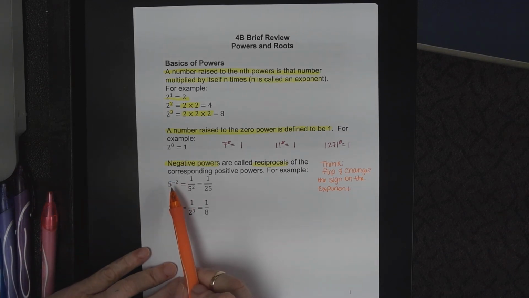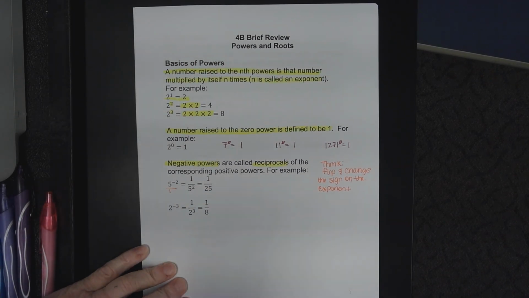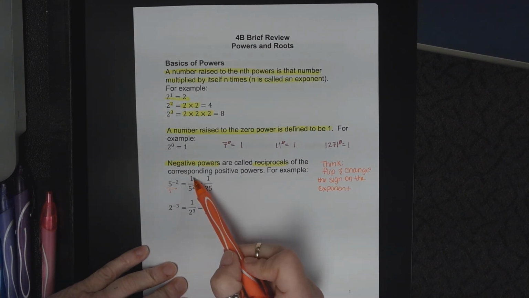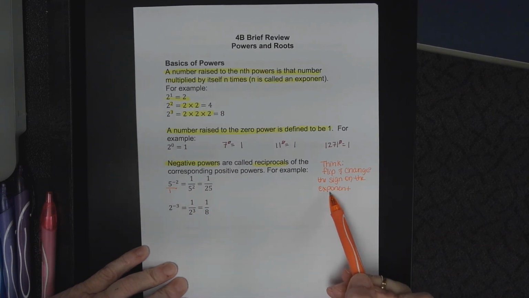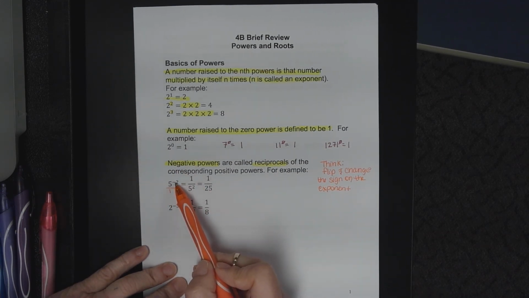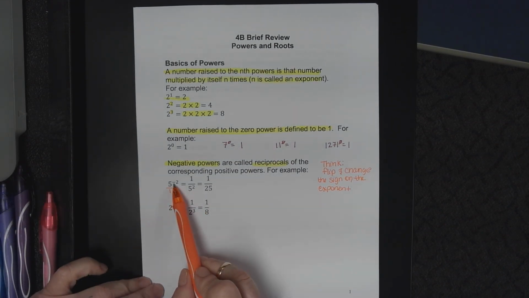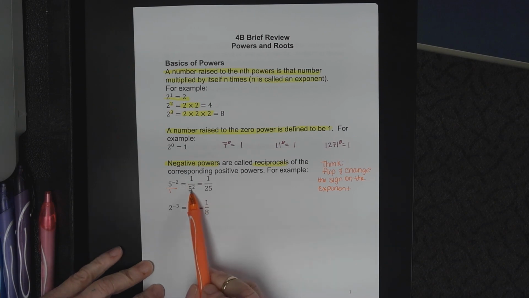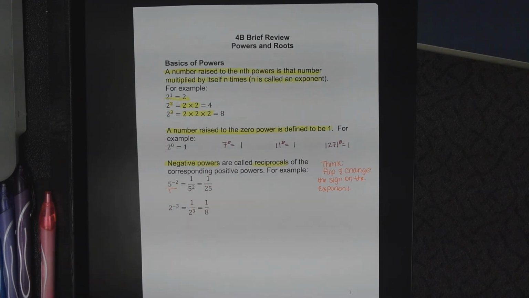So let's look at this one. We have 5 raised to the negative 2. You could write any whole number over 1, okay? So when I say flip, it's exactly what I mean. I want you to put the 1 on top and the 5 on bottom, and then we're going to change the sign on the exponent. This negative 2 now becomes a positive 2, okay? So we're just going to flip it, change that sign. And then we know that 5 squared is 25. So the answer to 5 raised to the negative 2 power is 1 over 25.